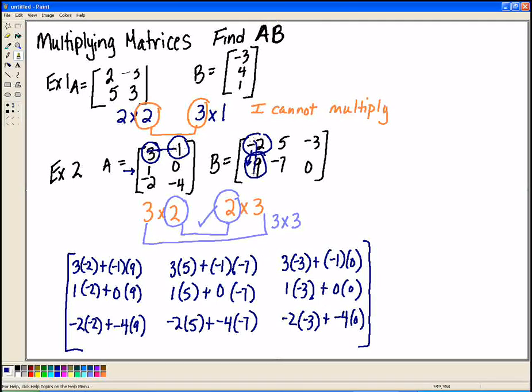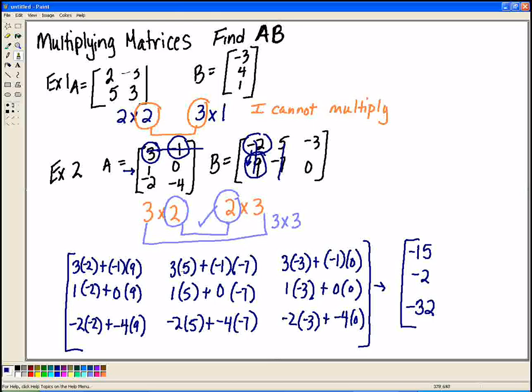Remember, across and then down, across and then down, across and then down, across and then down. Okay? And now I'm ready to write my final answer. I've got 3 times -2 is a -6 plus a -9, so this is going to be -15. I've got 1 times a -2, which is -2, plus 0 times 9, which is 0, so this is just -2. I've got -2 times -2, which is a +4, plus a -36, which gives me a -32.